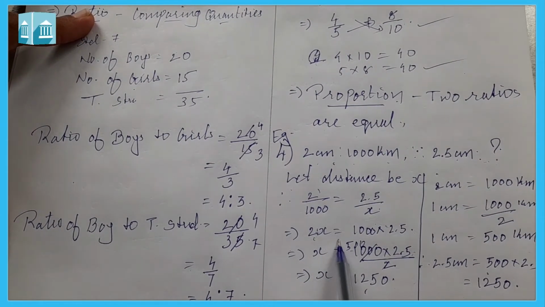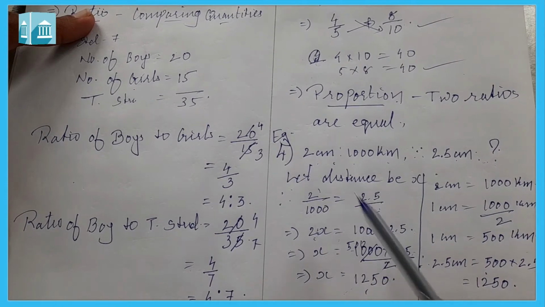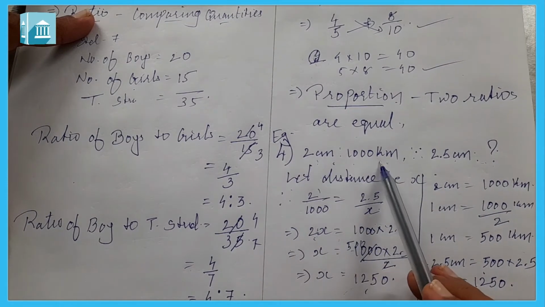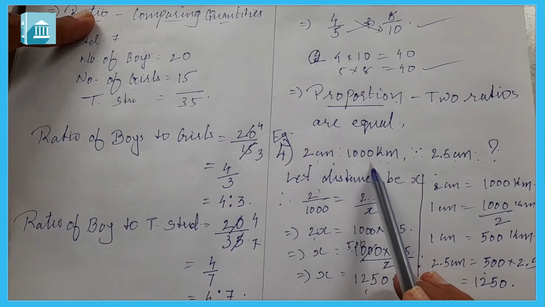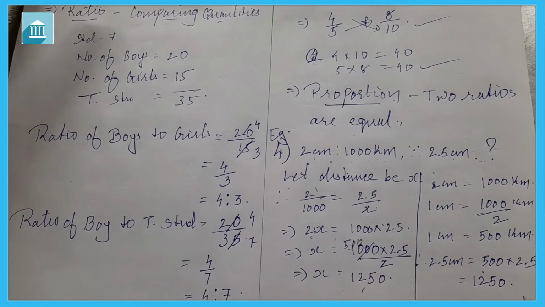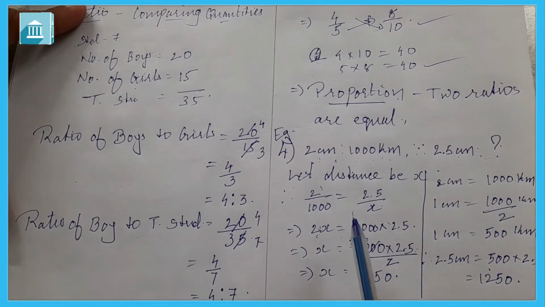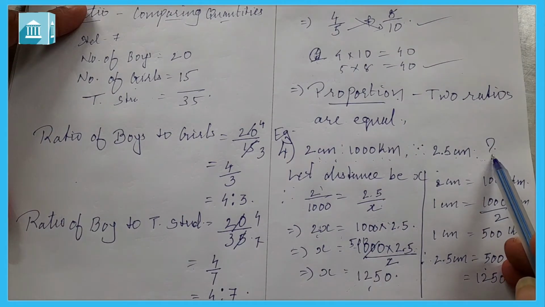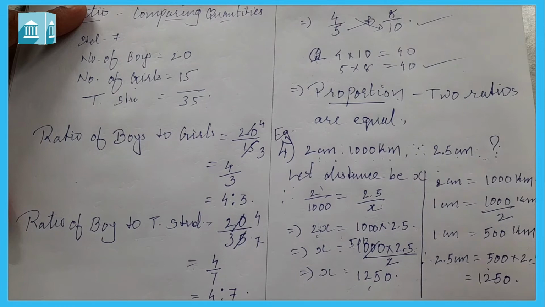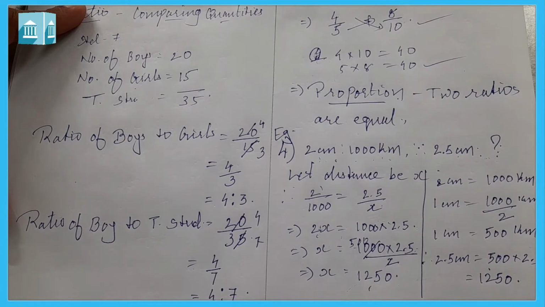This is by the proportion method, that when two ratios are the same, here it is given 2 centimeter is equal to 1000 kilometer. So in this way we can find the unknown number. Now let us do exercise 8.1.